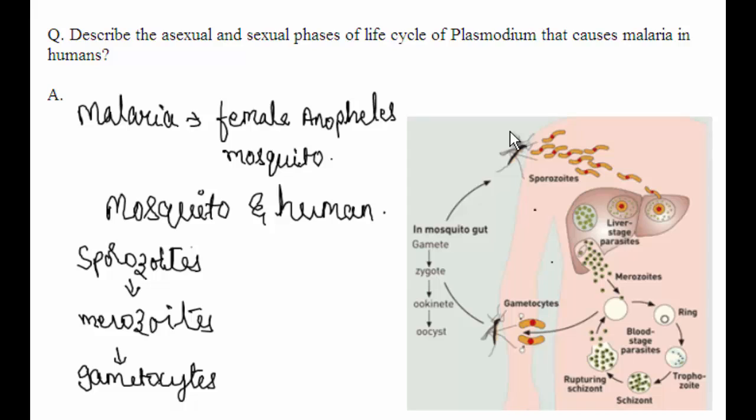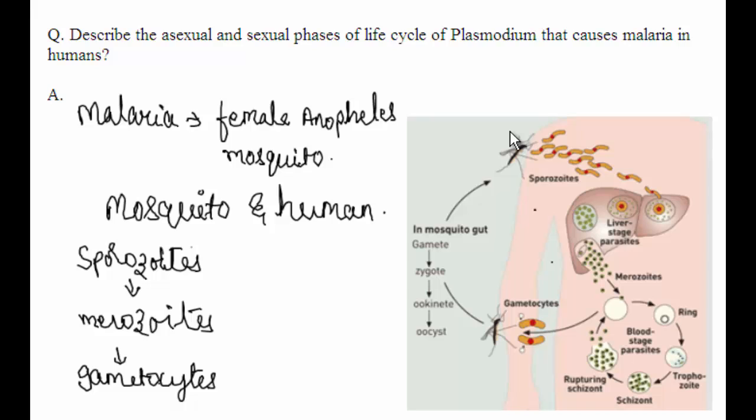So here Plasmodium causes malaria, but it is spread by the female Anopheles mosquito. So basically when it bites a healthy human being, it releases Plasmodium, which lives in an infectious form. This infectious form of Plasmodium is called sporozoite.